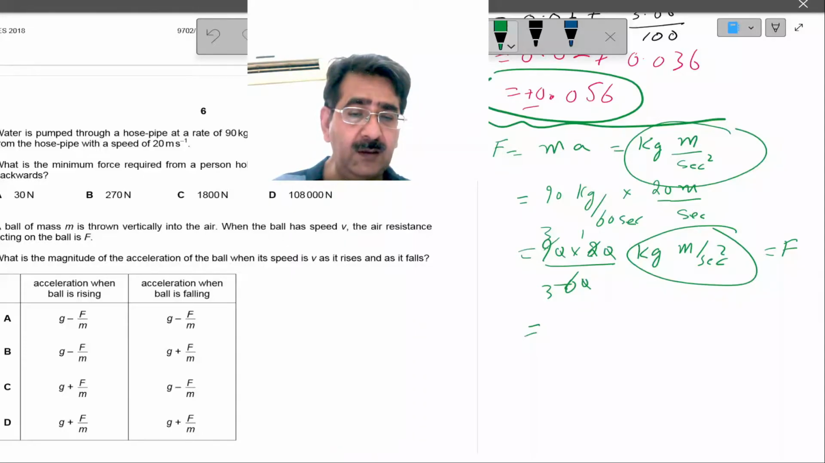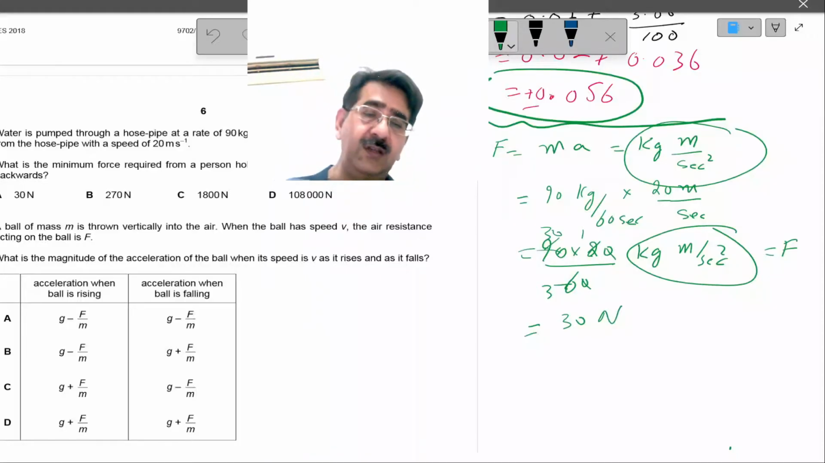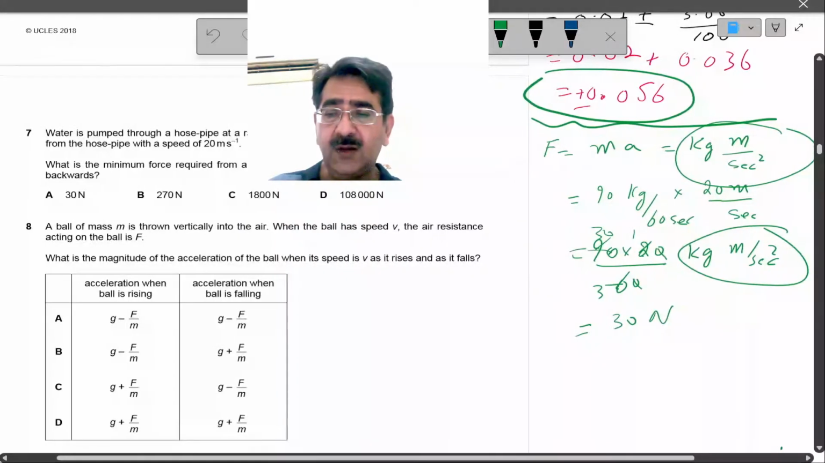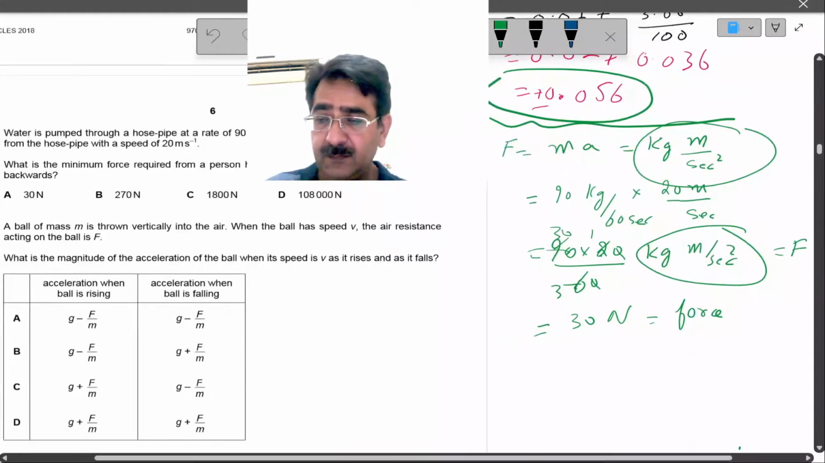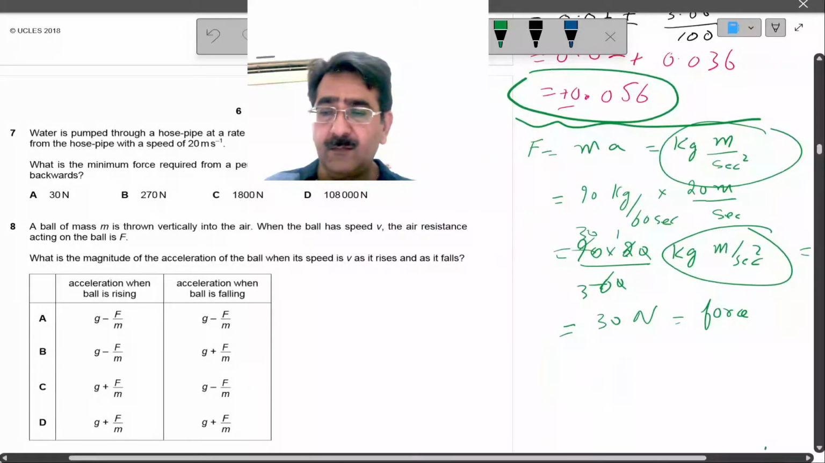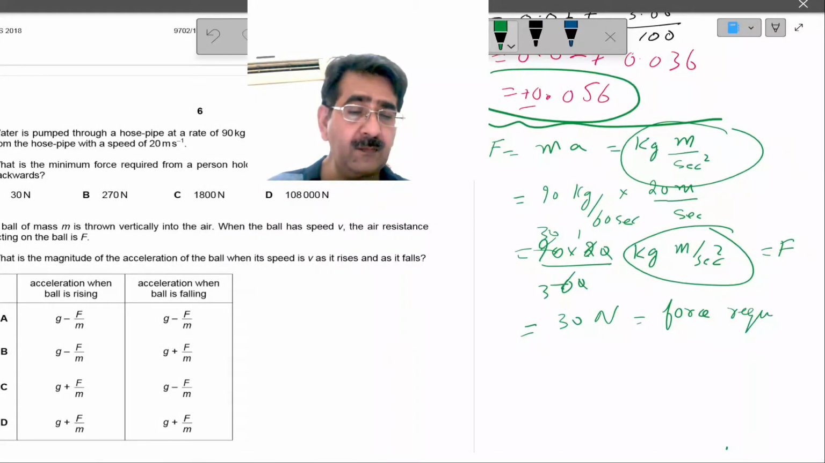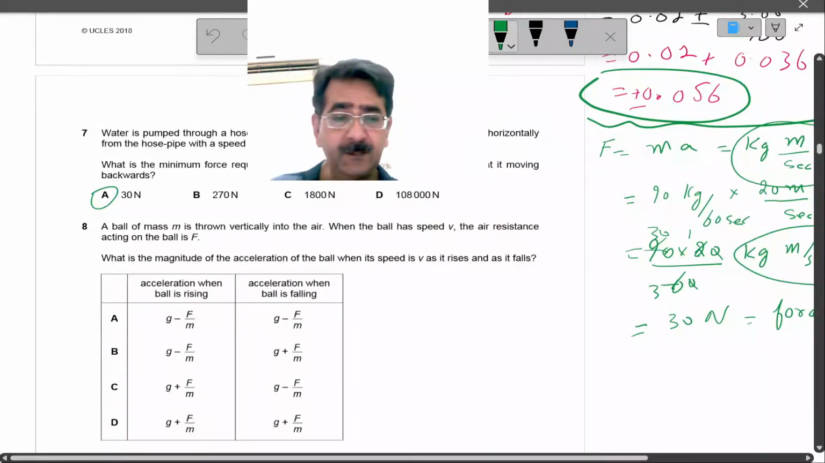So the zero will be cancelled, and that will be 30 Newton. So this will be 30 Newton. That will be the answer, and that will be the force of water, the force required. So the answer will be A.